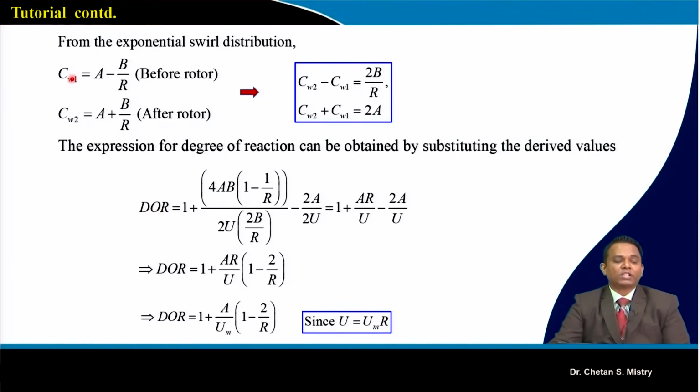Since we know our CW1 and CW2, we have our equation in the form of CW2 minus CW1. Just remember that this correlates to my B, and this plus that correlates to my A. So A and B are constants, which we have already seen in our past calculation, so we will not be repeating the same thing. If we put this together, my degree of reaction comes as 1 plus A by UM into bracket 1 minus 2 by R. Okay.